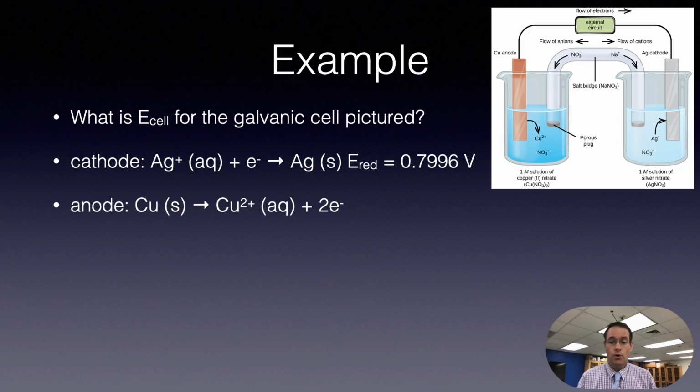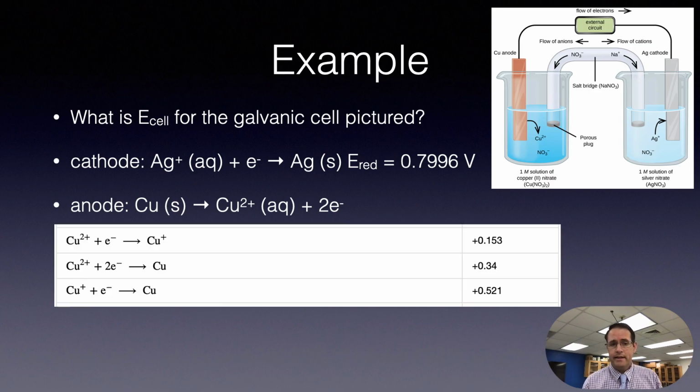We have that phrase OIL RIG. Oxidation is loss of electrons. OIL RIG, the RIG part: reduction is gain of electrons, right? So anode, oxidation, losing electrons. This is the half reaction that's happening, all right?